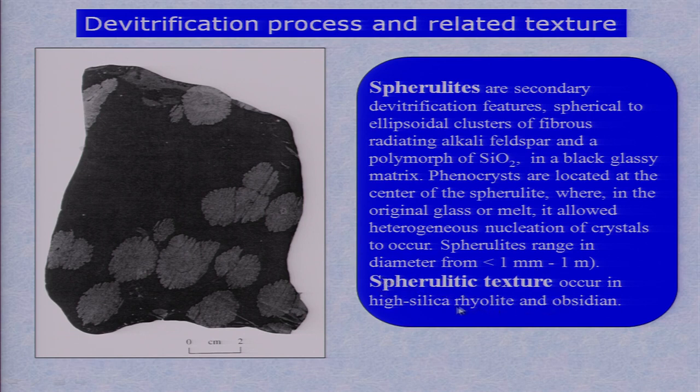Spherulitic texture occurs in high-silica rocks, rhyolite and obsidian. These are the two major rock types. Rhyolite is a variety of igneous rock, and obsidian is also a variety of igneous rock, where these spherulitic structures are frequently seen in the field.